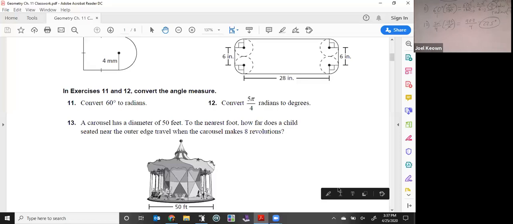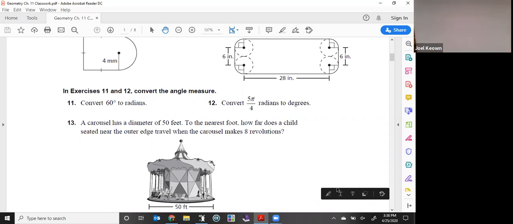All right, one last problem. We have a carousel, big circle. This says the diameter is 50 feet. It says, so, child sitting on the outside, how far do they travel when they go 8 revolutions? So they go around 8 times. So all I'm really doing is finding the circumference, which is going around 1 time, and then multiplying by 8. So I'm going to do 8 times the circumference. They give me the diameter, so I want to use my diameter version.